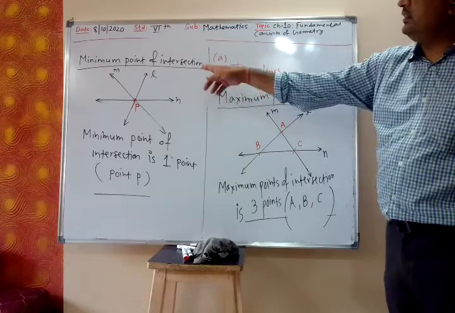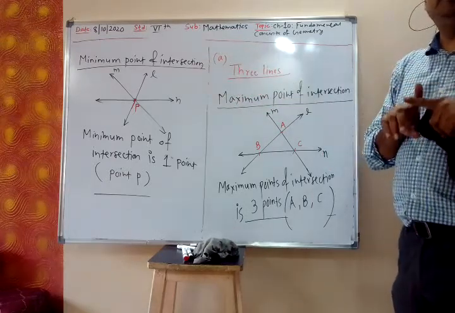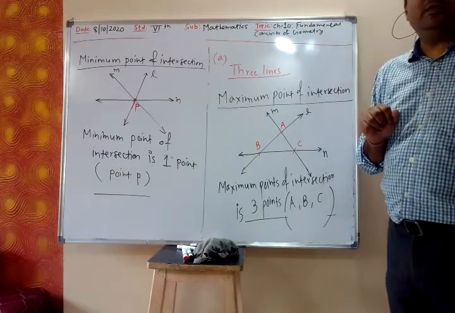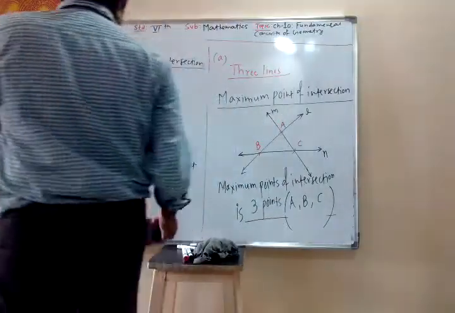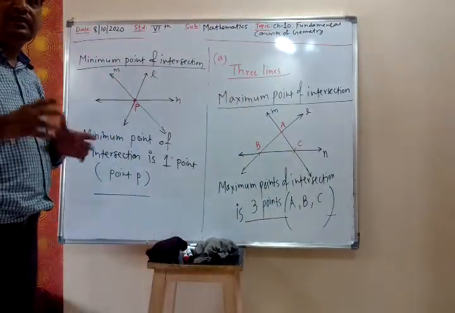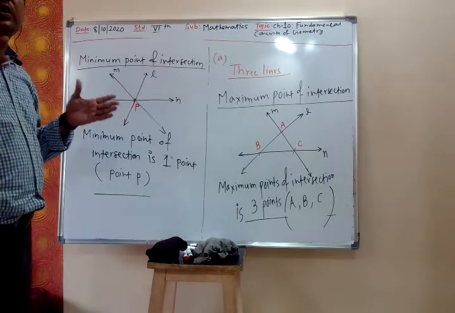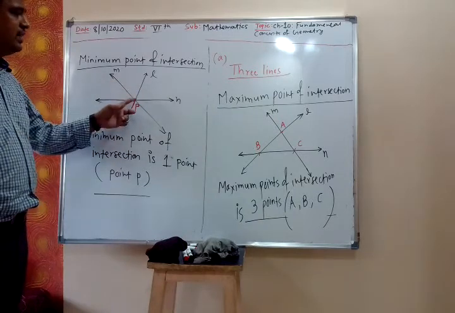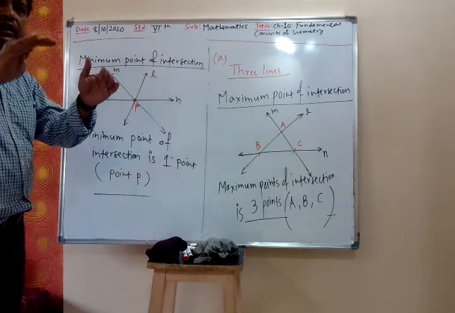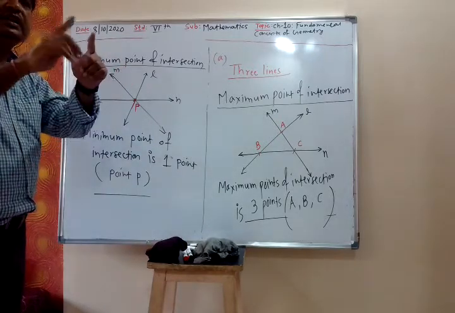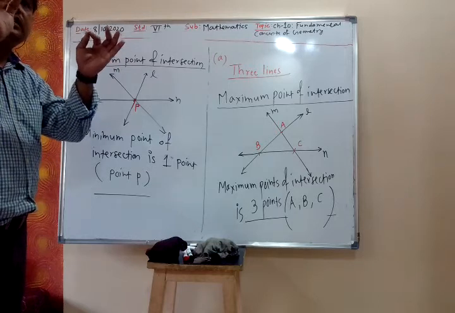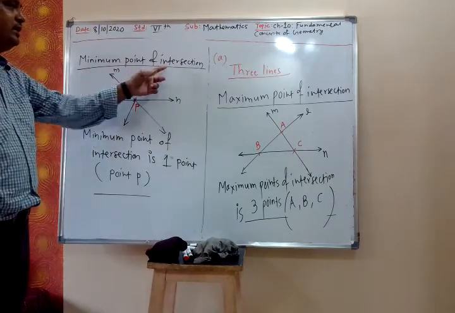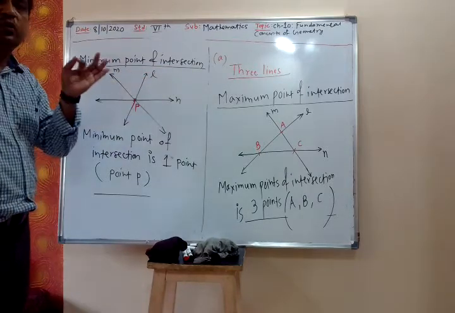Similarly, for the minimum point of intersection for 3 lines, can we say that the lines L, M, N are concurrent lines? Yes or no? Because all 3 lines meet each other at one common point P. Whenever 3 or more lines meet each other at one common point, those lines are said to be concurrent lines. So for the minimum point of intersection, the lines L, M, N are concurrent lines.